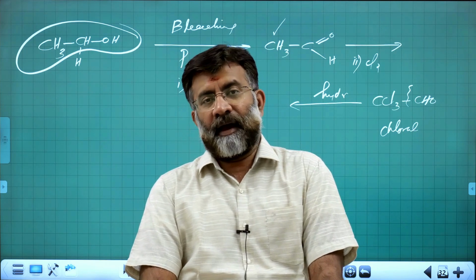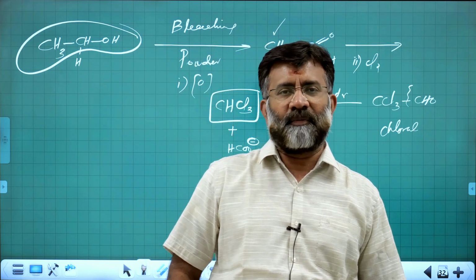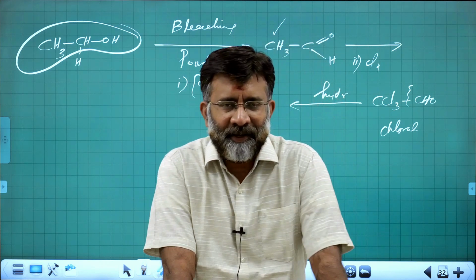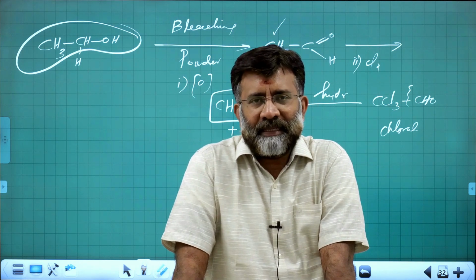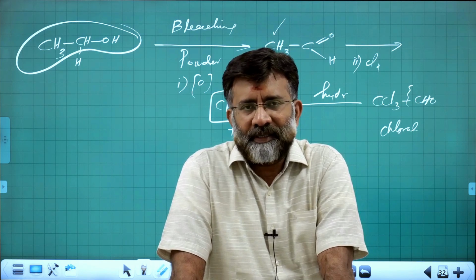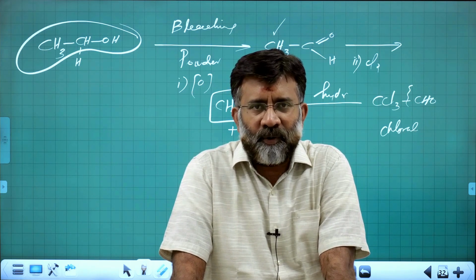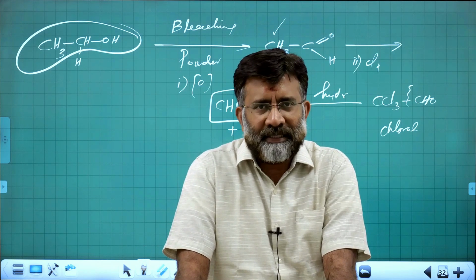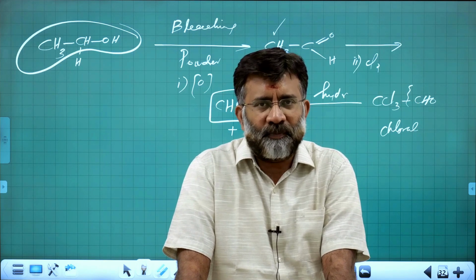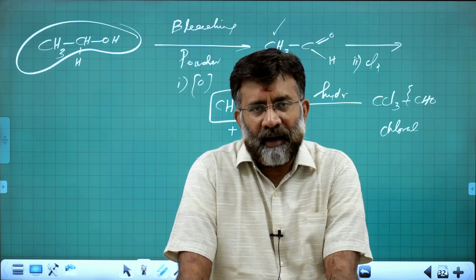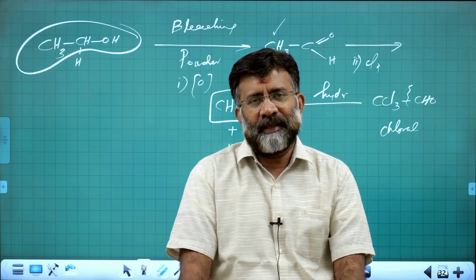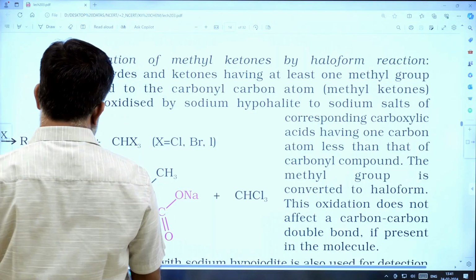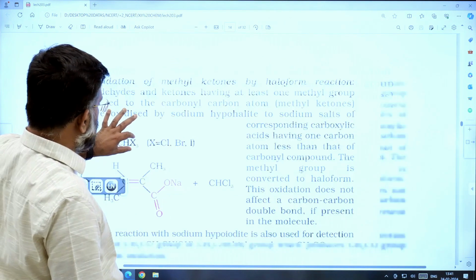So that is the haloform reaction. For this reaction to operate, the molecule should have a methyl keto group, CH3 C double bond O, or methyl carbonyl group, or a CH3 CHOH group, which must be other than acids and their derivatives. Okay.